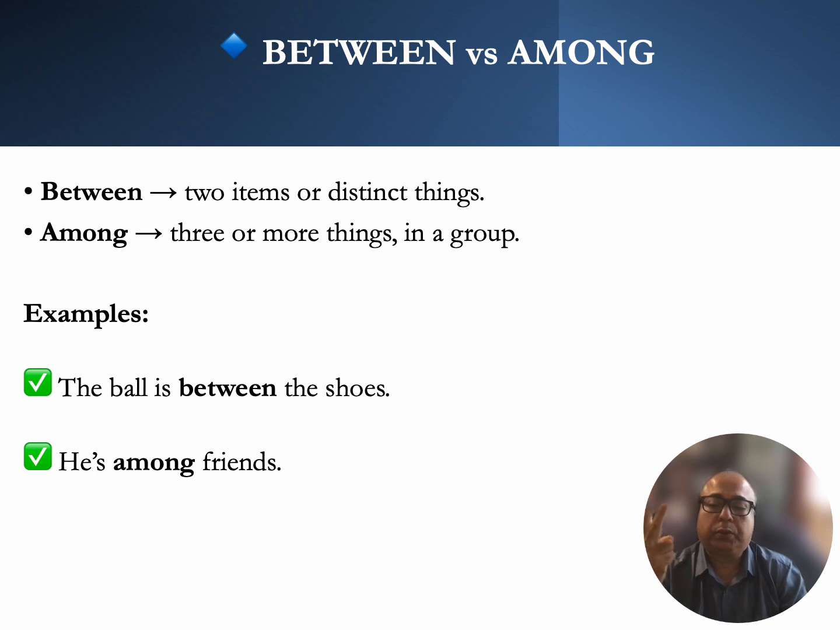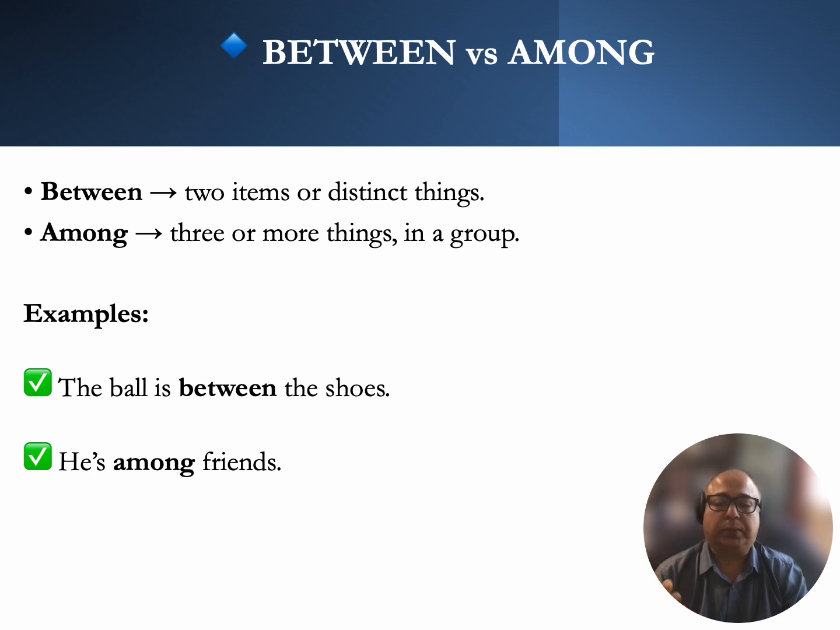Okay, let's learn two more prepositions, between and among, and we will learn the difference between the two. So we say between when we're comparing two items, or two distinct things. And among means there are more than two things, right? If there are three or more in a group, there is a group of students, 10 students in each group, let's say, then we use among.